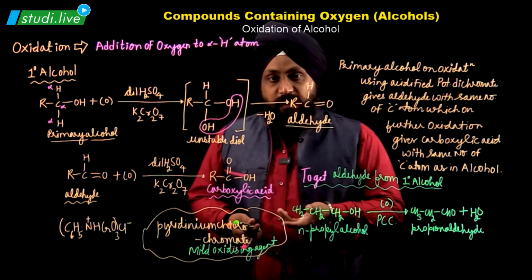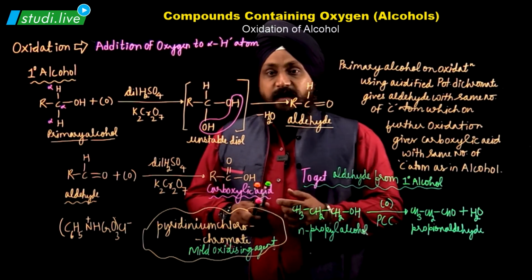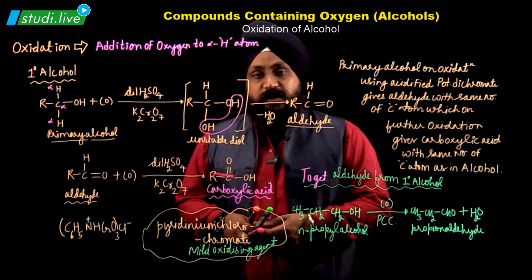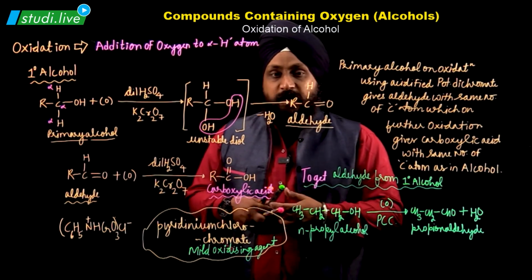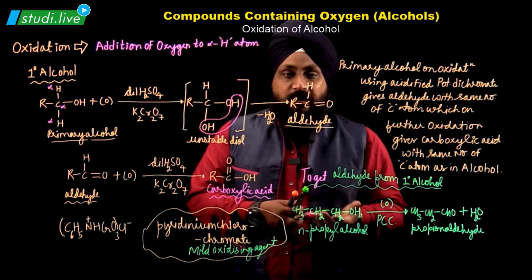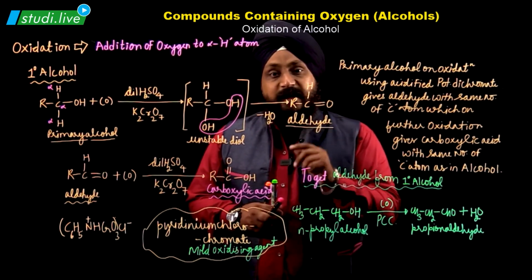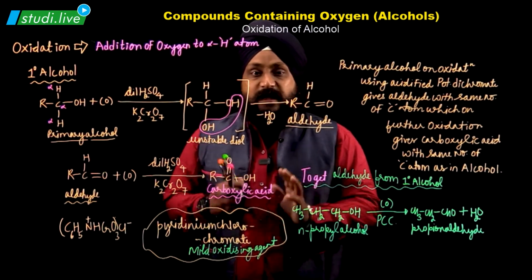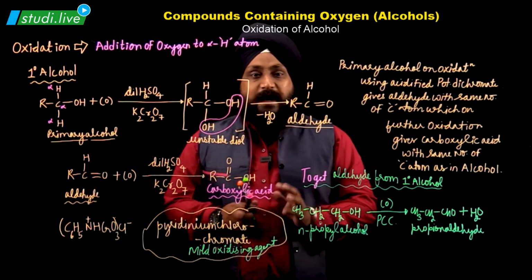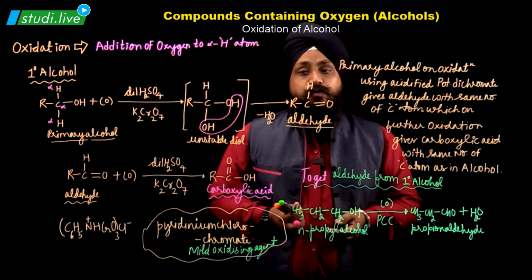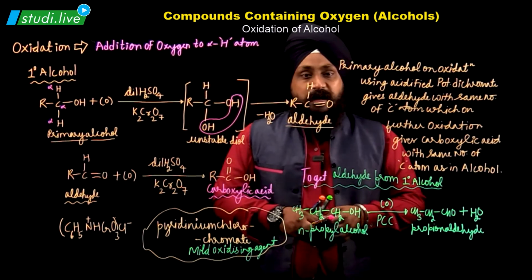Oxidation means addition of oxygen to alpha hydrogen. Then what happens when you carry out oxidation using acidified potassium dichromate? You get aldehyde. Aldehyde immediately gets converted into carboxylic acid. And then aldehyde and carboxylic acid contain the same number of carbon atoms as in alcohol. Then what if, students, I want to stop the reaction at the aldehyde stage?